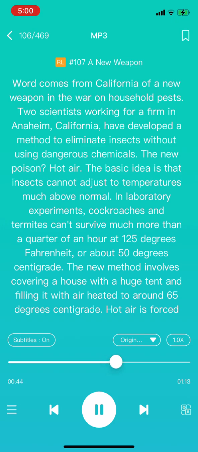Since termites try to escape by hiding in wooden beams, the heat treatment must be continued for a full 6 hours. But when it's all over and the insects are dead, there are no toxic residues to endanger humans or pets, and no funny smells.